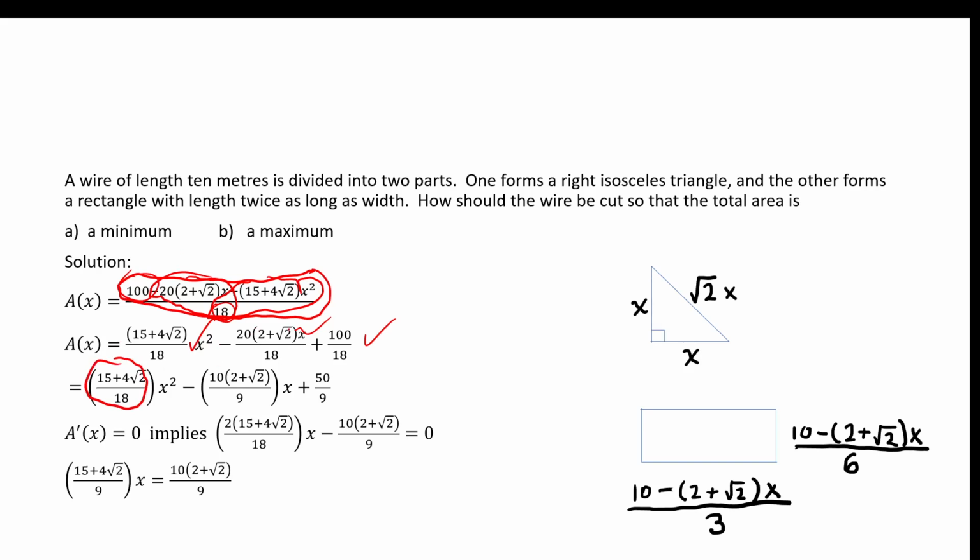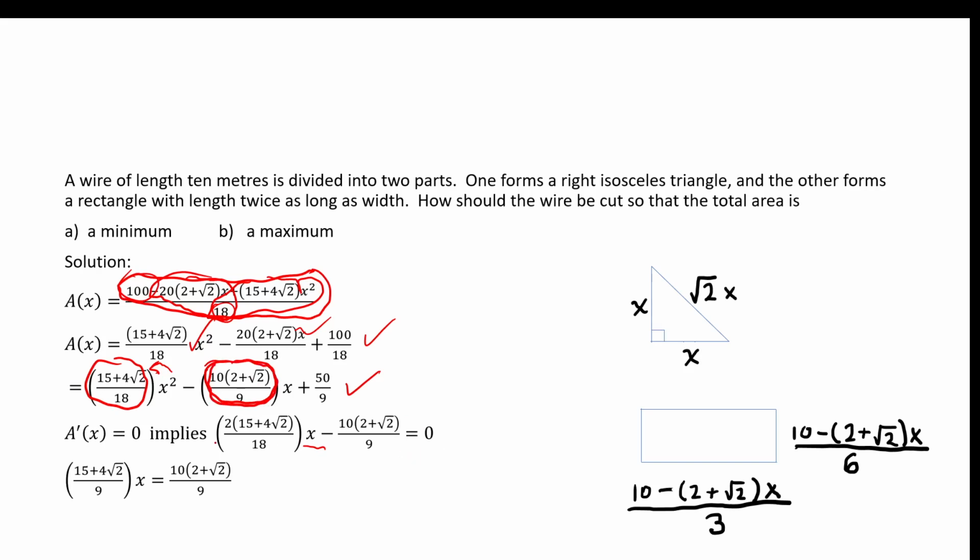The coefficient of x is 20 times 2 plus root 2 all over 18. That can be reduced to 10 times 2 plus root 2 over 9. And then 100 over 18 is 50 over 9. Now, setting the derivative equal to 0 means multiply 2 into that coefficient, like we did here, and making it just a term with x. And then the coefficient of x becomes a constant term when you do the power rule with the derivative.